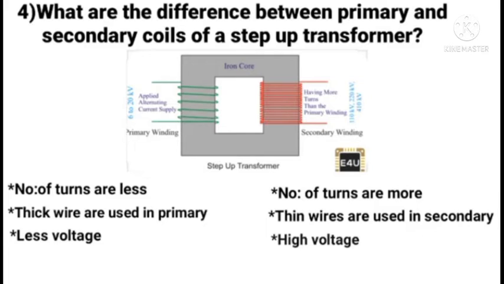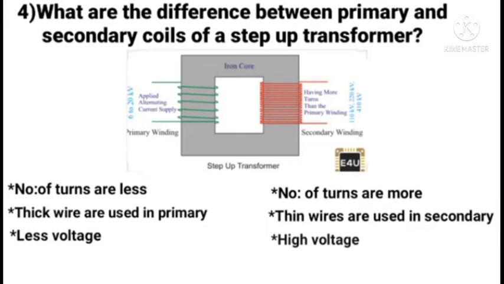For this, we study only the step-up transformer, only the primary coil. It is a memory tip. You only study the step-up transformer with the primary coil. Just understand the figure: in the primary coil of a step-up transformer, the number of turns is less and thick wires are used. It is just the opposite in the secondary coil of a step-up transformer and in the primary coil of a step-down transformer.